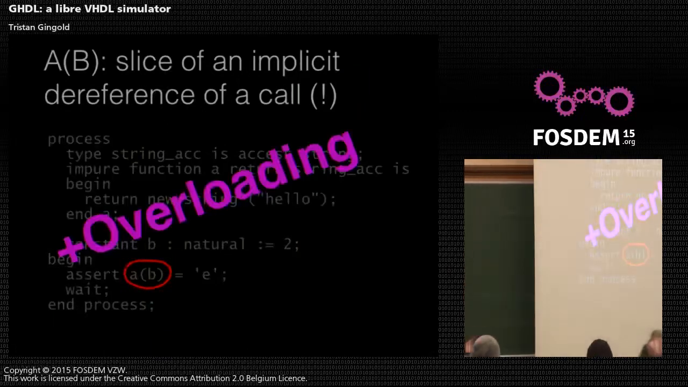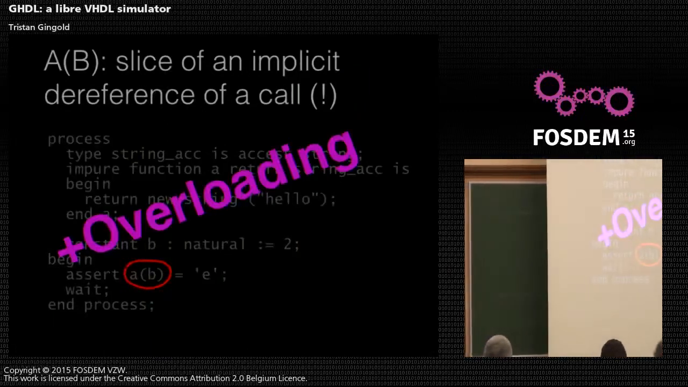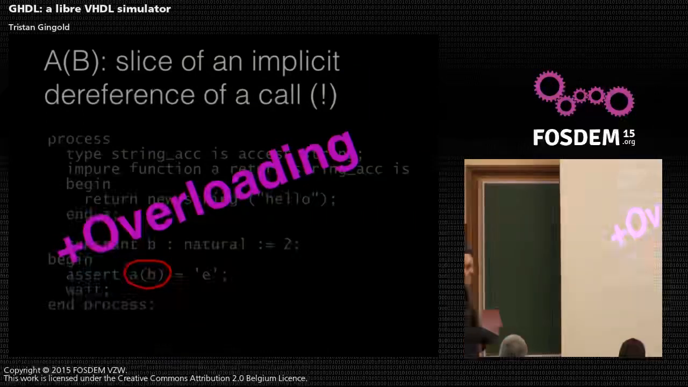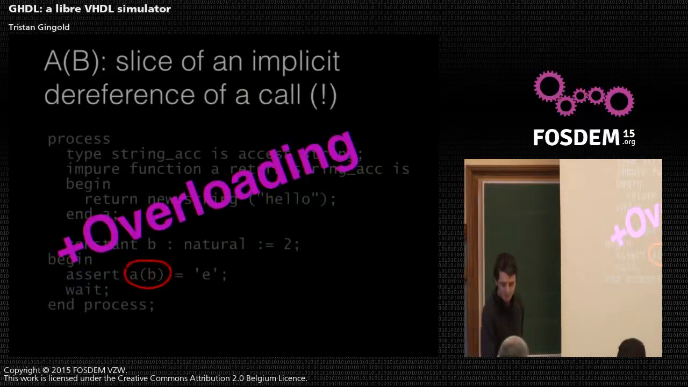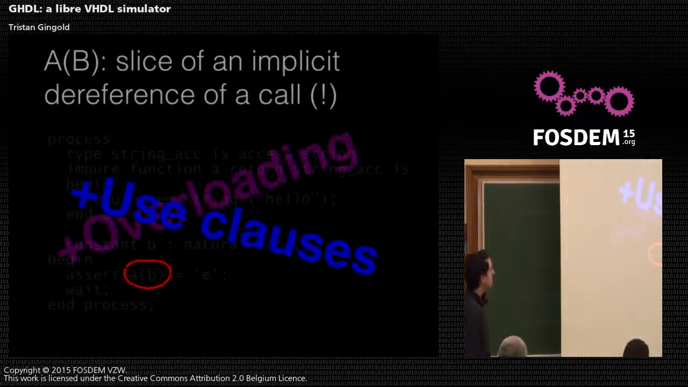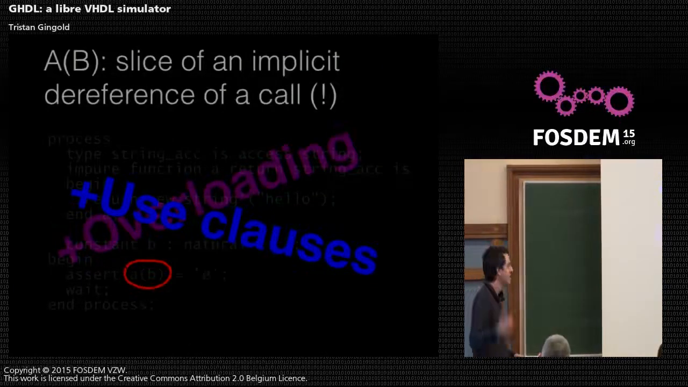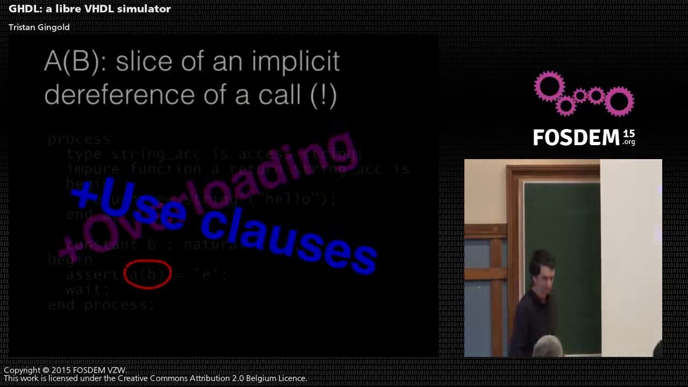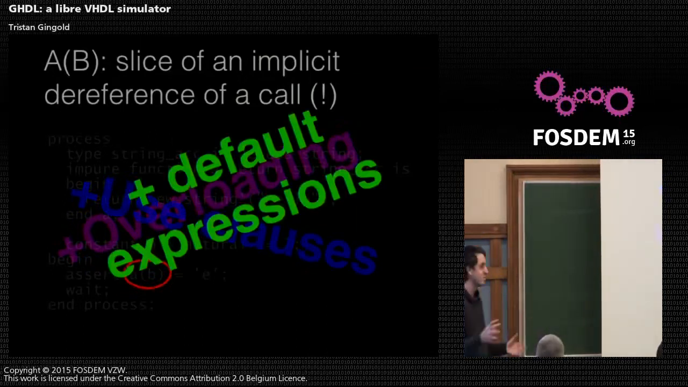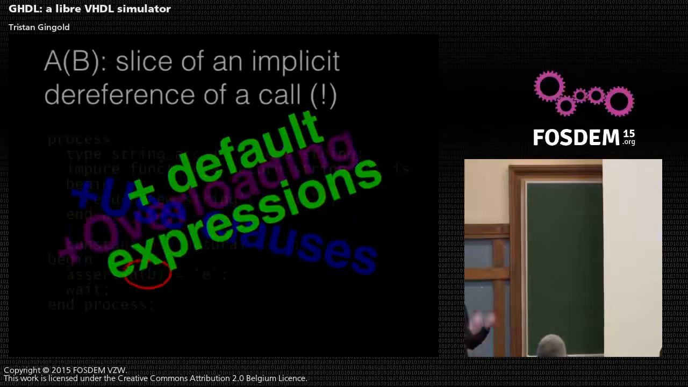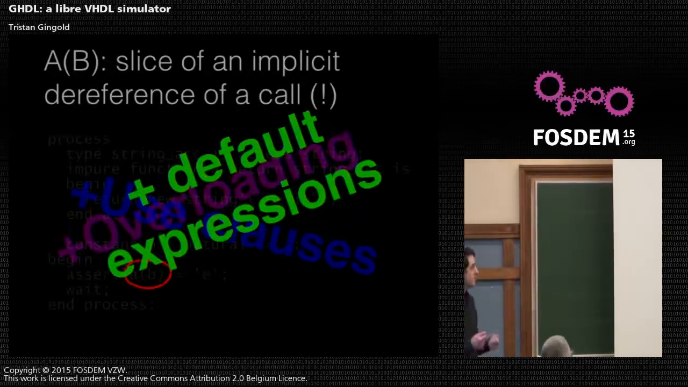Particularly, don't forget, there is also overloading in VHDL. So the same name can designate several functions. You have to select the right function, and the rules are very strict. There are also use clauses, so you can import, well, have visibility to identifiers declared in a different package outside of the current scope. There are also default expressions. So when there is a function call, some arguments can be omitted.